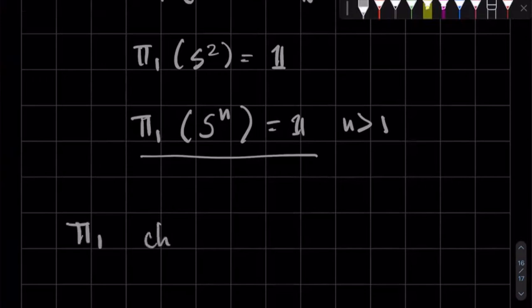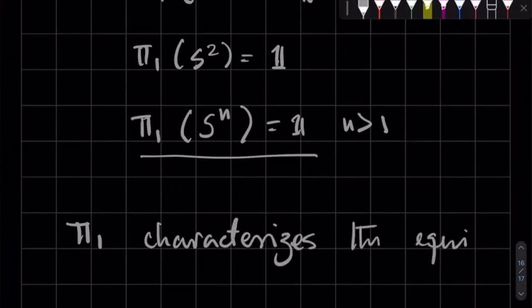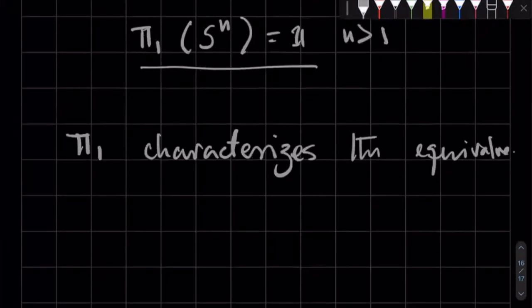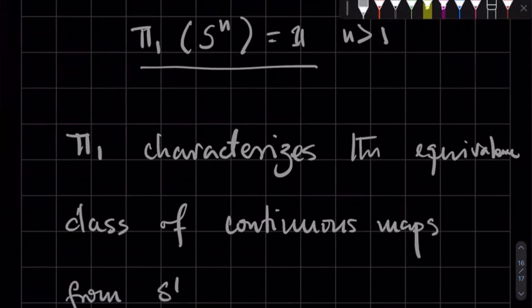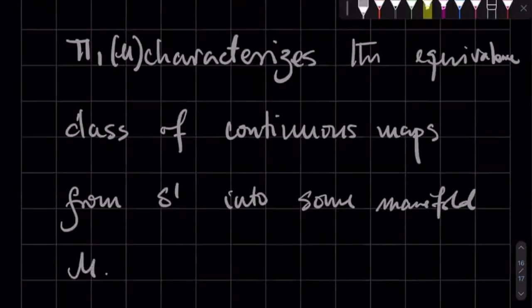So pi 1 characterizes the equivalence class of continuous maps from S1 into some manifold M. This actually is not just for manifolds, it's also for shapes, but that's more technical, and I'm not really the right person to talk about that.